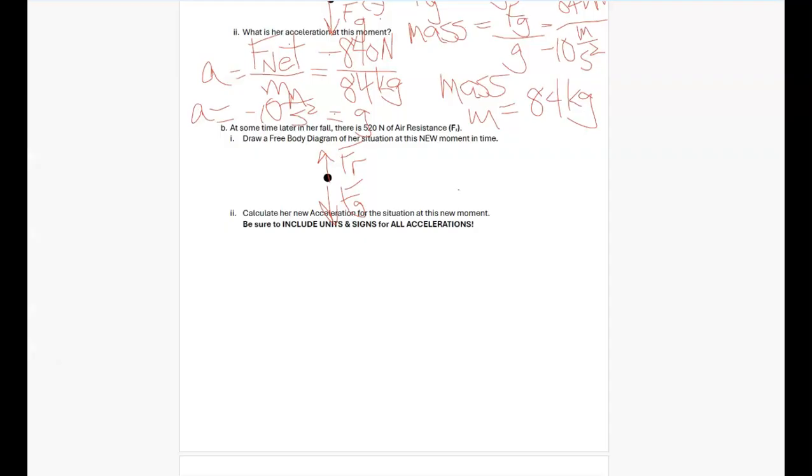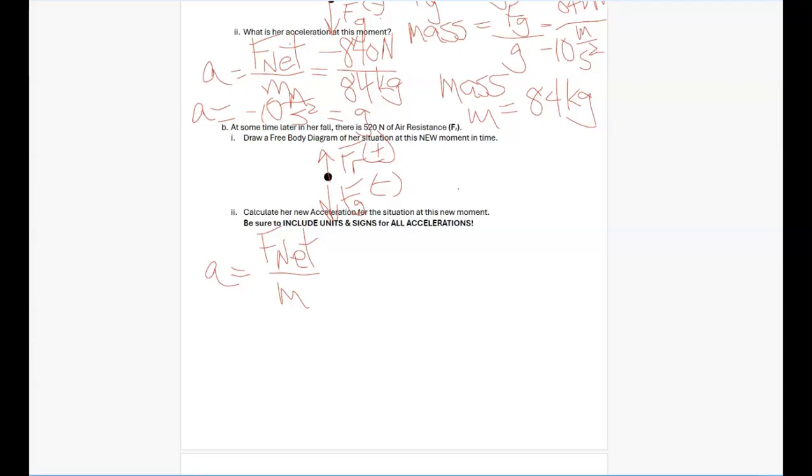Especially when now we're asked to get her acceleration again. Well, we do it exactly the same way. Her acceleration is her net force over her mass. Well, what is her net force? Well, her net force is going to be the sum of all the vertical forces, which is her weight force, but we know that's a negative value, plus her air resistance force, and since that's pointing up, that's a positive value. It's always important to remember which one's up and which one's down. Up is positive and down is negative, divided by her mass here.